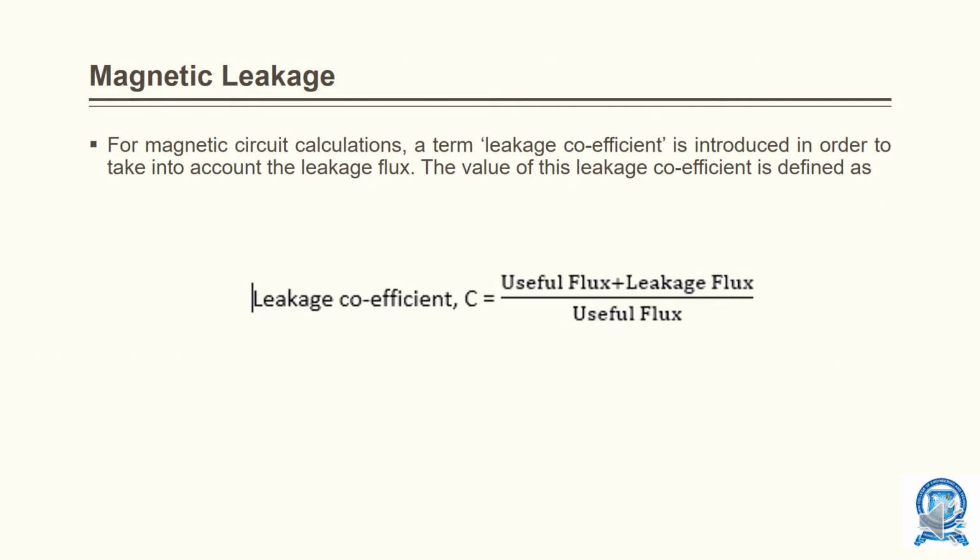Magnetic leakage. For a magnetic circuit calculation, a term leakage coefficient is introduced in order to take into account the leakage flux. The value of this leakage coefficient C is defined as useful flux plus leakage flux divided by useful flux.